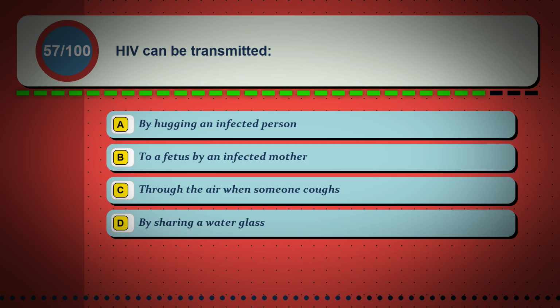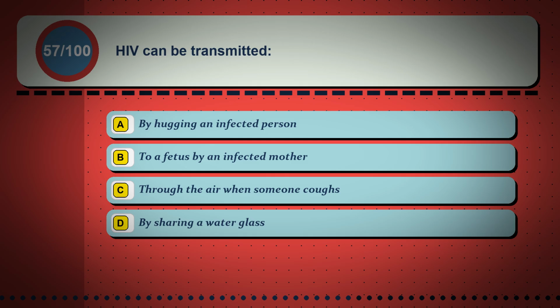Question 57. HIV can be transmitted. Option A. By hugging an infected person. Option B. To a fetus by an infected mother. Option C. Through the air when someone coughs. Option D. By sharing a water glass.